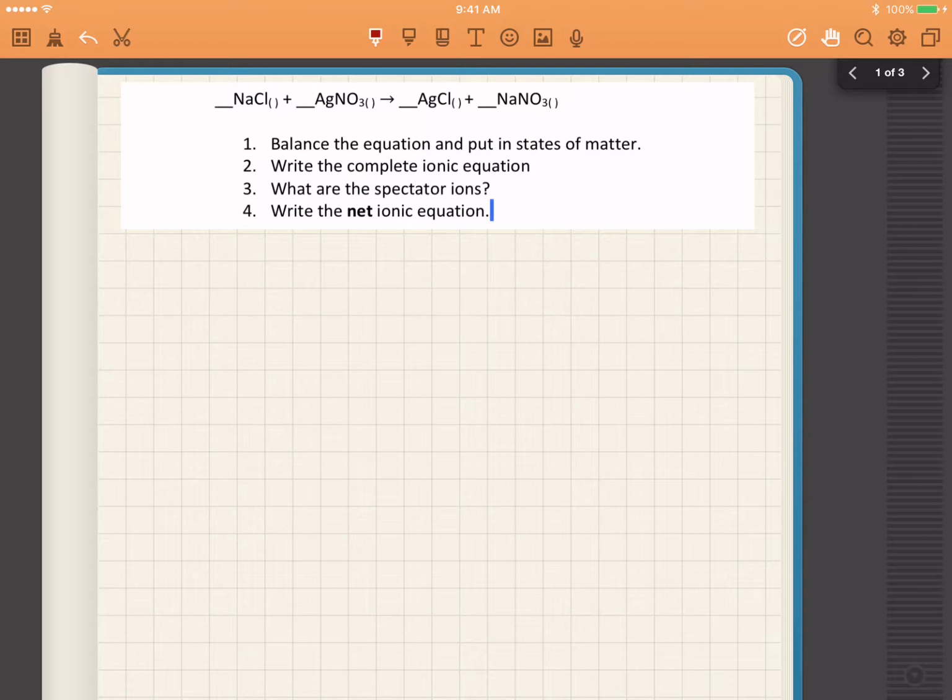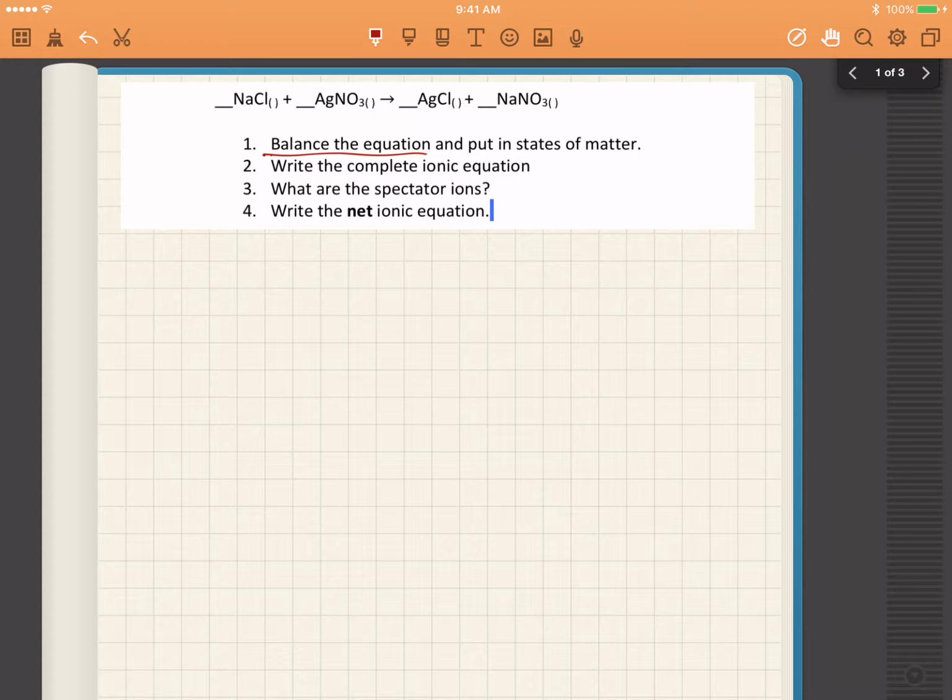All right, let's look at what we've got to do here. We've got to balance this chemical equation. We've got to put in states of matter, which means we've got to say whether things are solid or liquid or whatever. We've got to write the complete ionic equation, find out what the spectator ions are, and then write the net ionic equation. Not too bad.